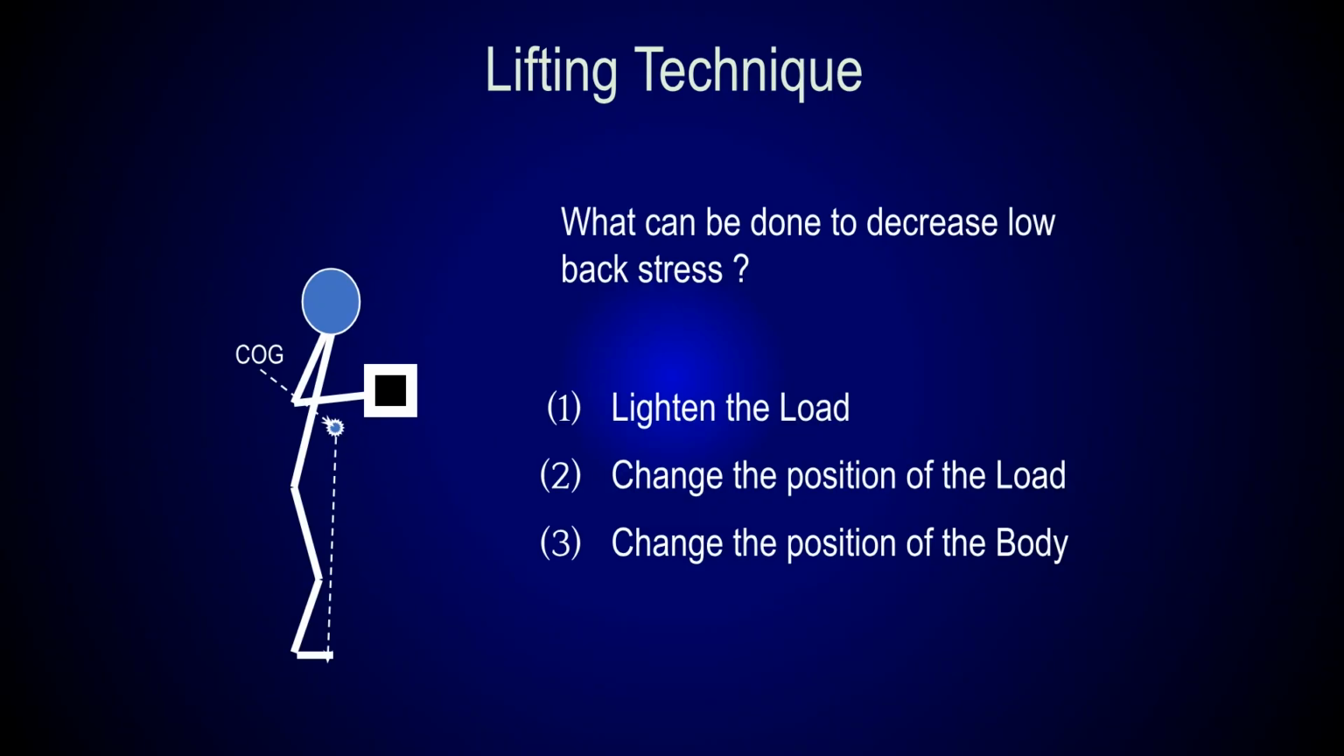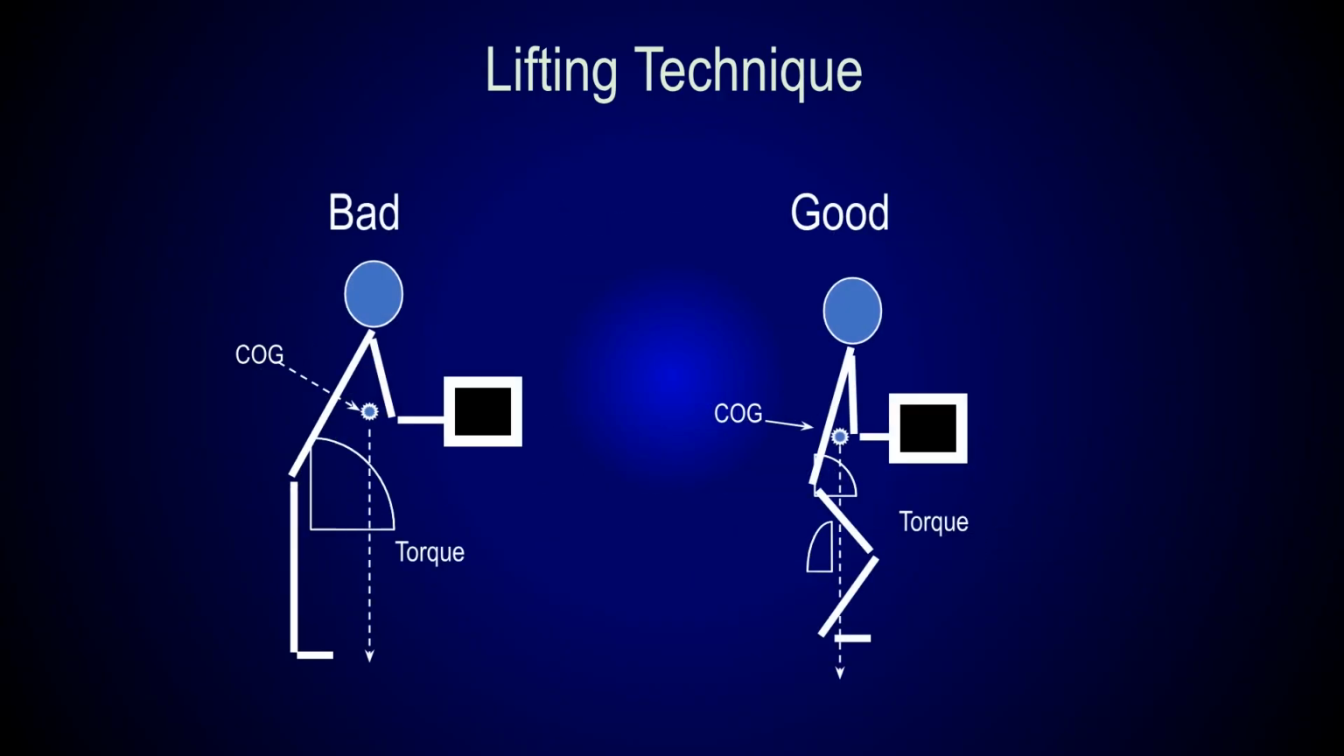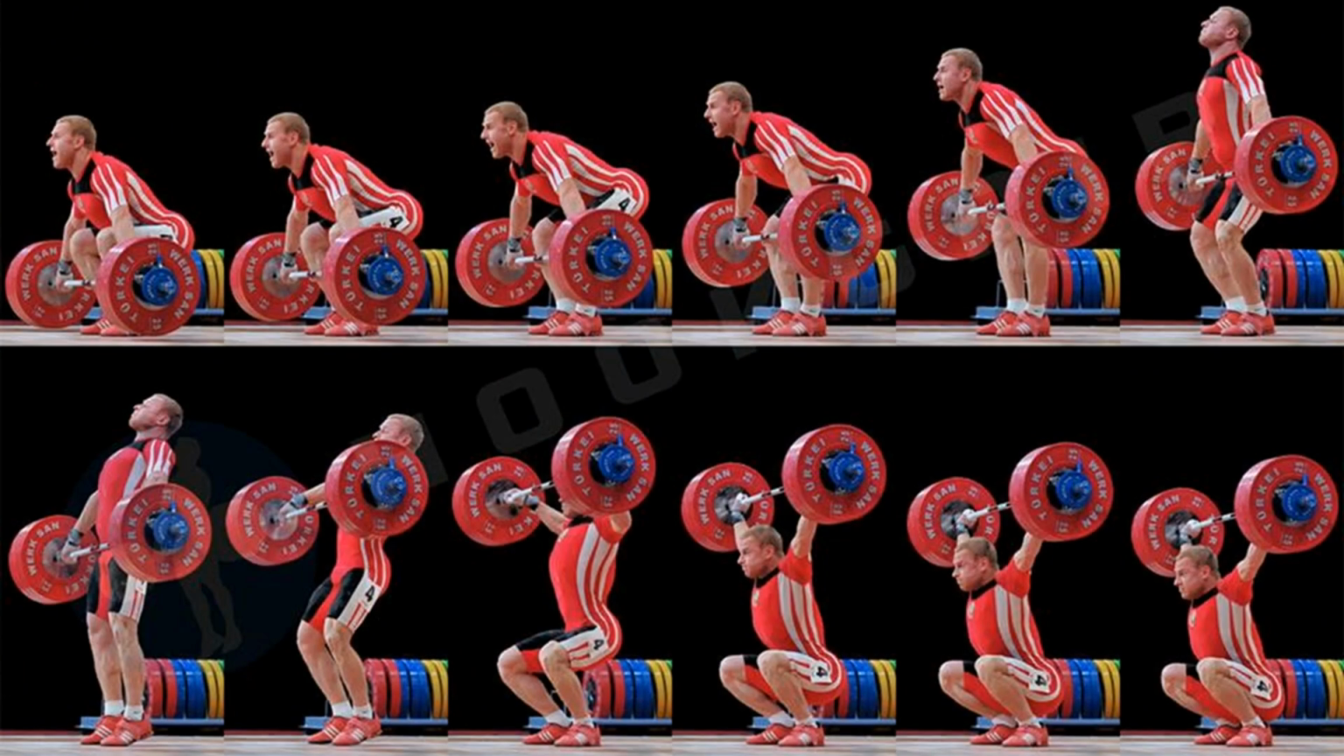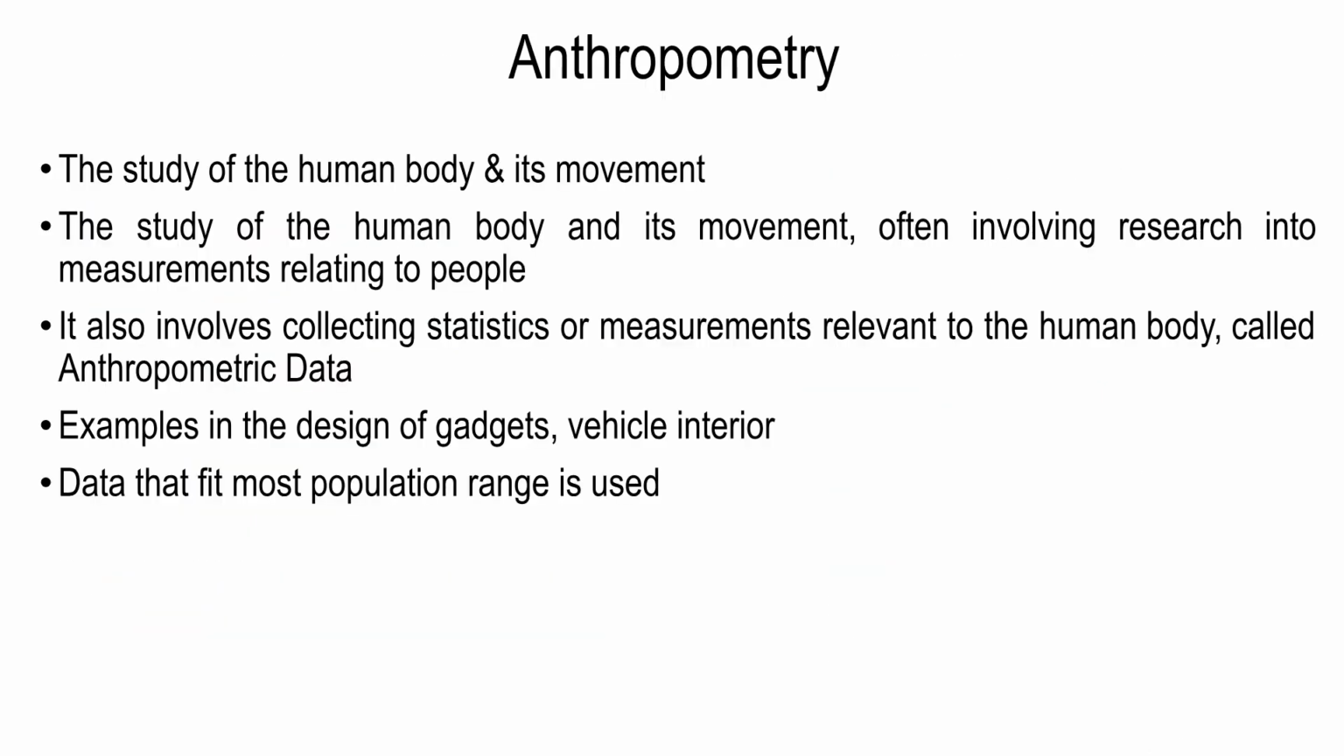The third method to decrease low back stress is to change the position of the body, which minimizes the distance the load is carried from the body's center of gravity. Comparing the 2 scenarios, the good technique minimizes the horizontal distance of the load from the center of gravity, resulting in less required torque compared to the bad technique. By applying biomechanical principles to lifting, we can improve technique and reduce the risk of injury.